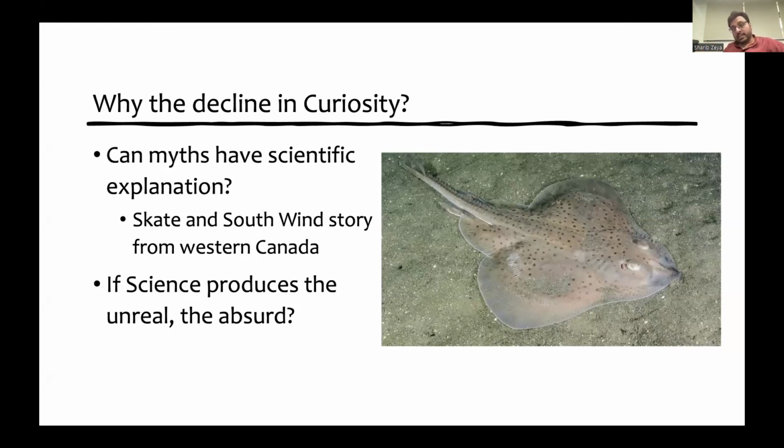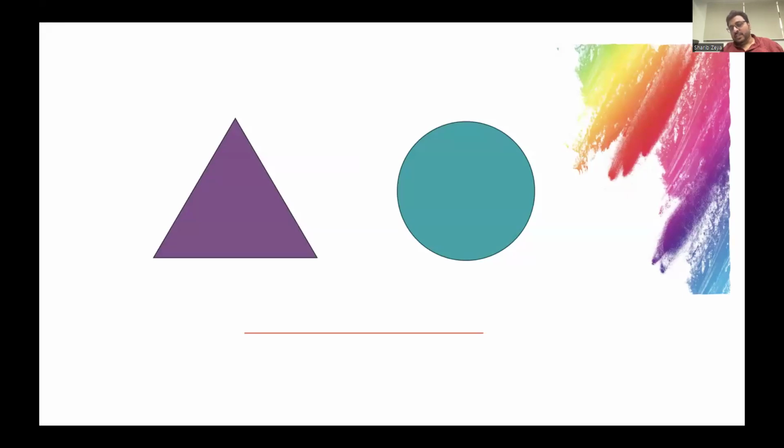On the other hand, we have another notion, which is that science produces what is real, what is truth. My question is, does science produce the unreal, the absurd? I'll give you another example. Think of these three shapes: the perfect triangle, the perfect circle, and the perfect line. We do not have anything in nature which is a perfect triangle, perfect circle, or perfect line.